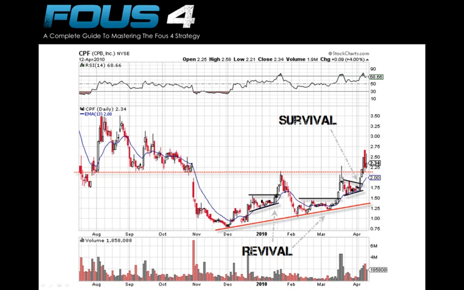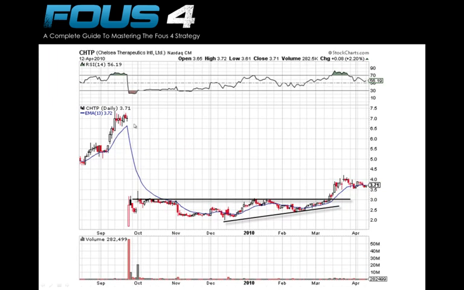And then here we got this survival pattern, which is the pattern that we're going to talk about after this. So this is another great example of a survival pattern here. It's going to be the next topic we talk about. Here's another.